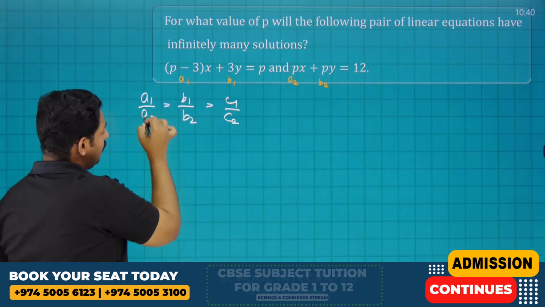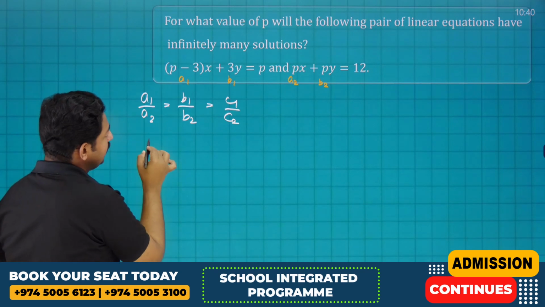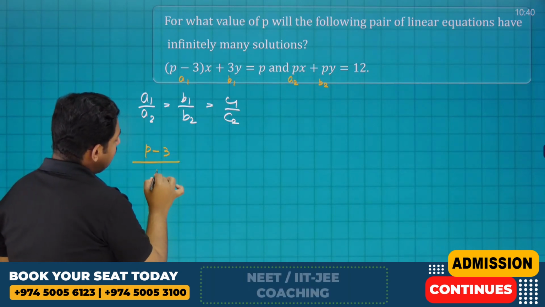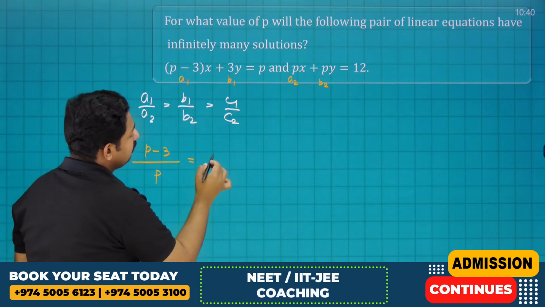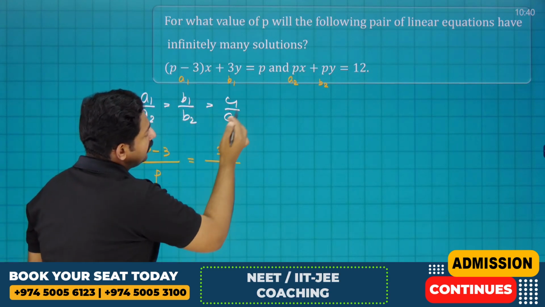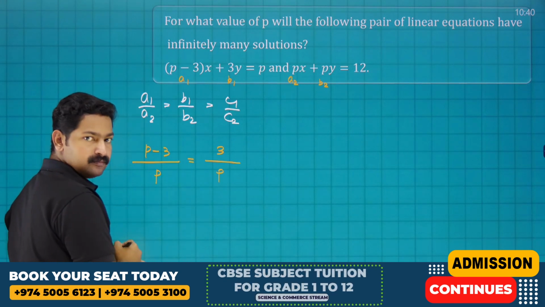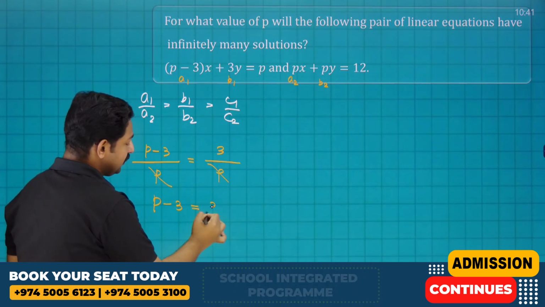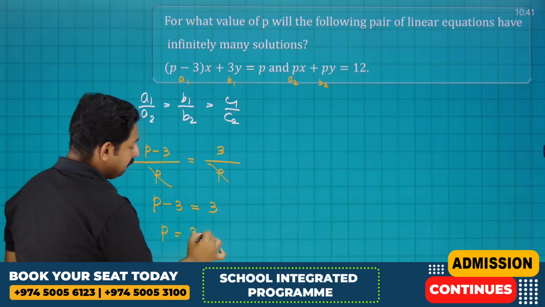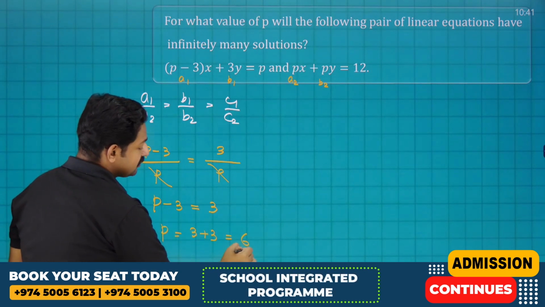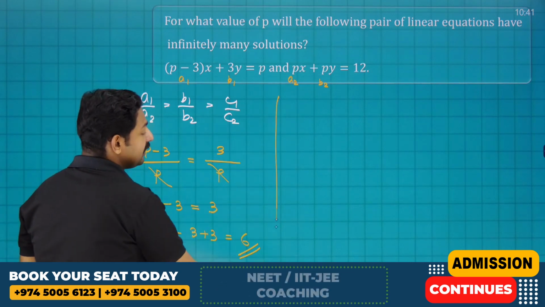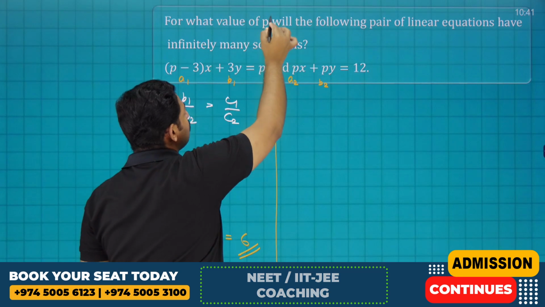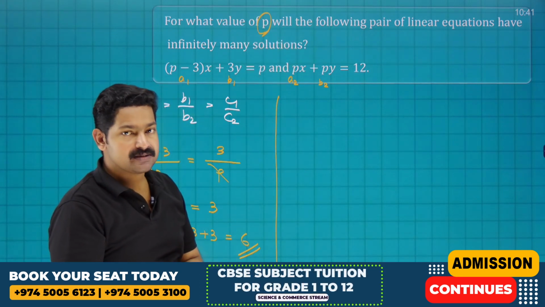We know that. So first of all I am equating a1 by a2 equal to b1 by b2, that is a1 is p minus 3 by a2 is p is equal to b1, what is b1? b1 is 3 by, then b2 is again p. It's easy, p and p got cancelled. Then p minus 3 is equal to 3, p is equal to 3 plus 3 you will be getting, which is equal to 6. So the value of p you easily got it as 6. The question is to find out the value of p, right? So easily got value of p is equal to 6.